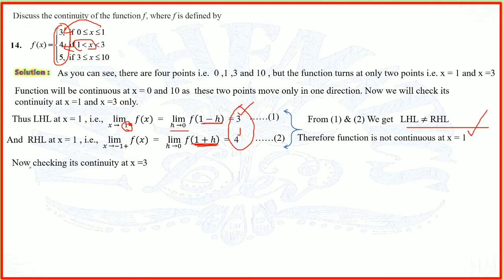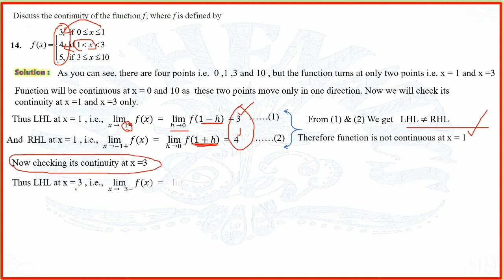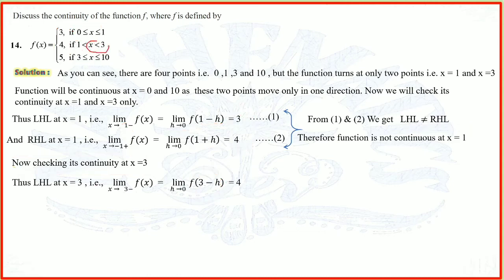So let us now go for checking its continuity at x is equal to 3. Again the left hand limit at x is equal to 3. The left hand side of 3 means 3 minus h, so x is less than 3. When x is less than 3, the value of the function is 4. So we put here 4.